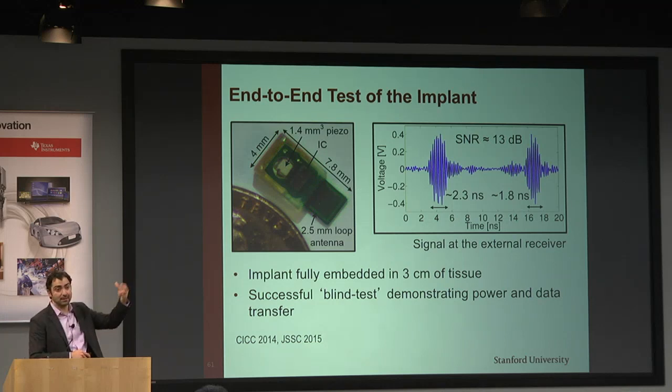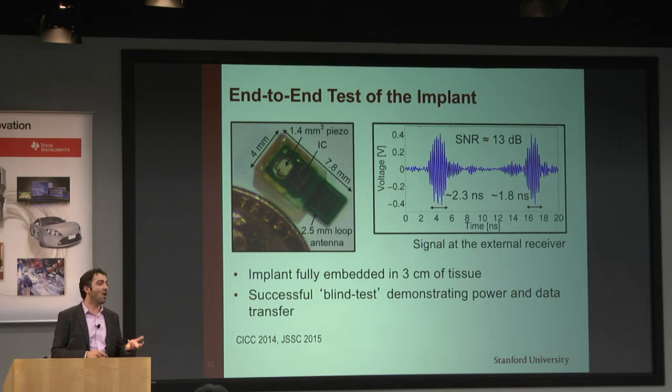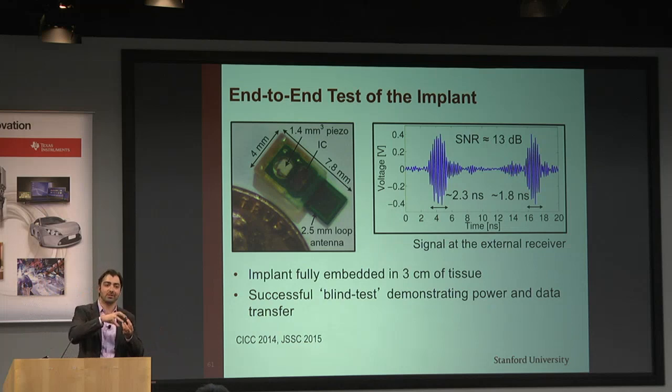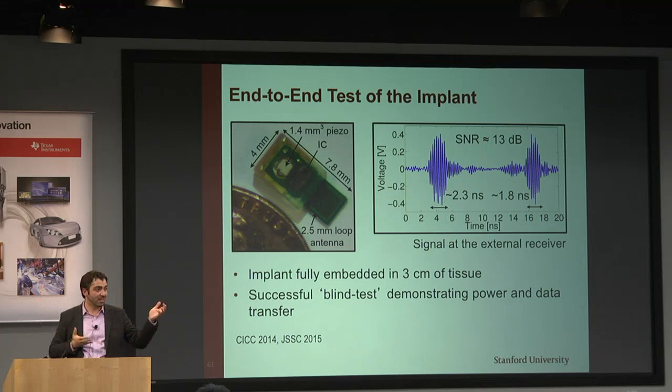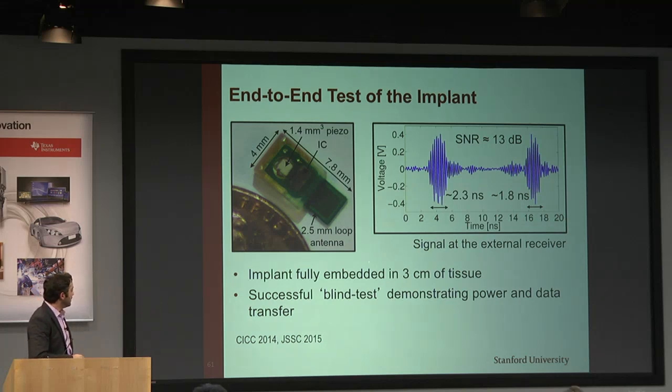But yes, it's just that the link budget in uplink is very different than downlink. In downlink, you want to power it up, so you want minus 20 dBm, minus 15 dBm to get there. In uplink, it's just data. I can do minus 80 dBm, minus 75 dBm, right? So it's a very asymmetric link when you think about implantable systems. We did some blind tests at about 3 centimeters of tissue phantom. This is the SNR we're getting, which is sort of commensurate with if you wanted to do a PPM modulation.